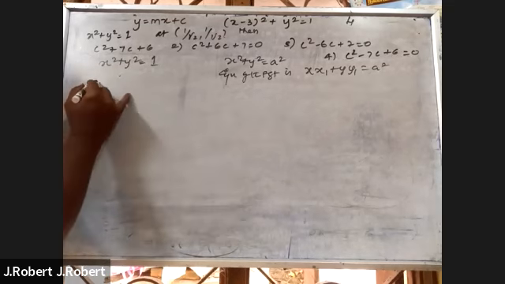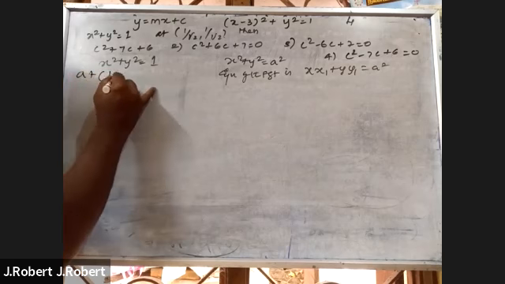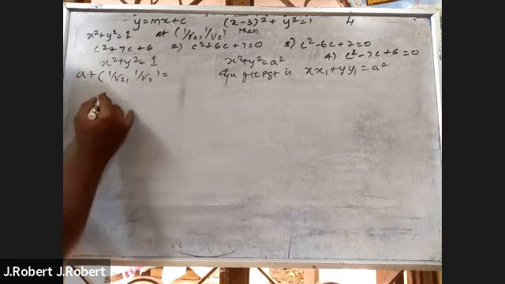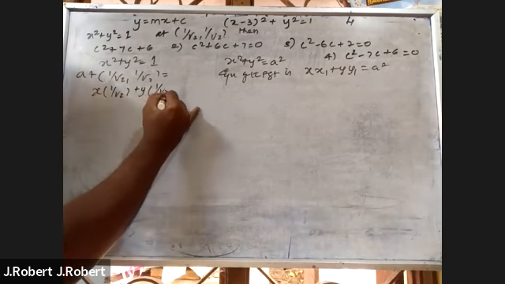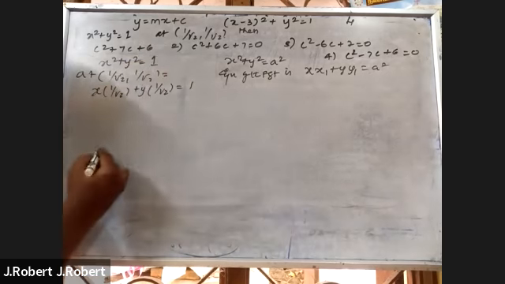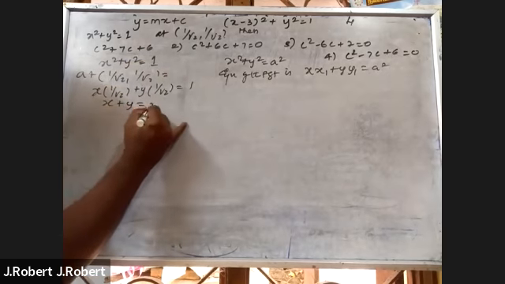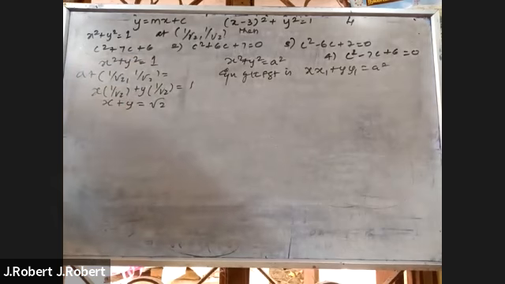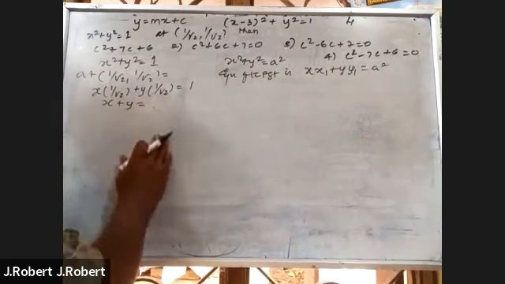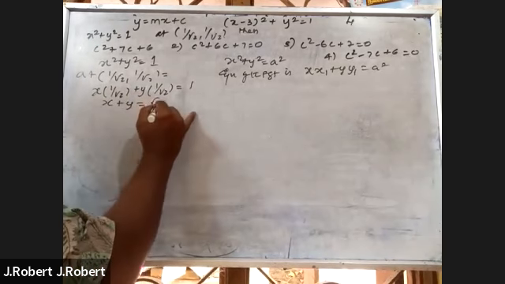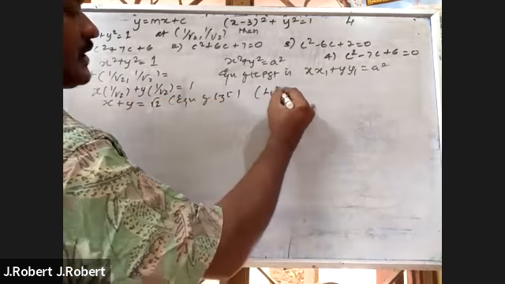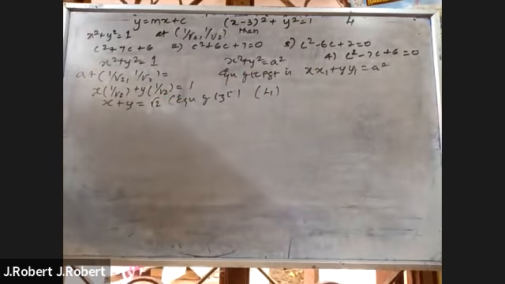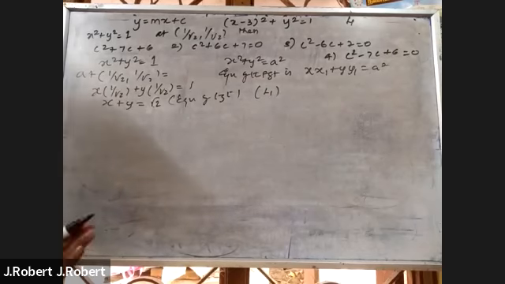So x into x1 at what point? 1 by root 2 comma 1 by root 2. Therefore, x into 1 by root 2 plus y into 1 by root 2 is equals to a square. Your a squared is equals to 1. From this I'll get x plus y is equals to root 2. Okay, from this I can write this as x plus y is equals to root 2. This is called the equation of tangent. We can call it line L1. So the first step is over.